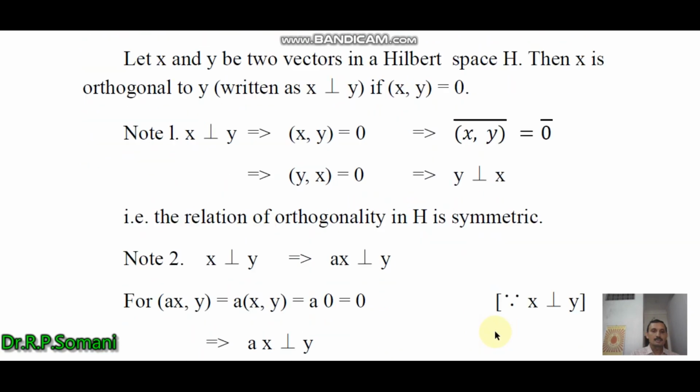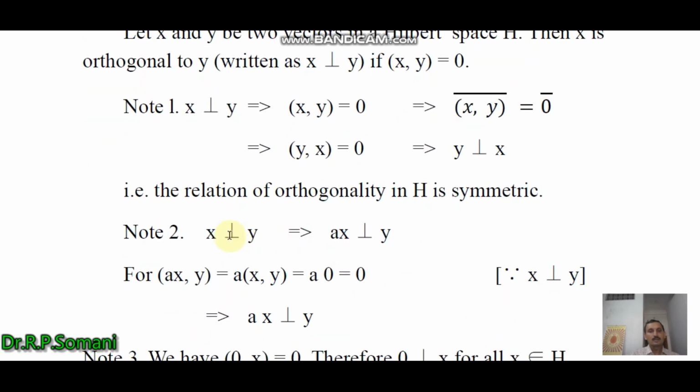The second condition we can obtain: if x is orthogonal to y, then ax is orthogonal to y, because the inner product <ax, y> equals a<x, y> equals a times 0 equals 0, since x and y are orthogonal. Therefore ax is orthogonal to y. So if x is orthogonal to y, then for all scalars a, ax is orthogonal to y.